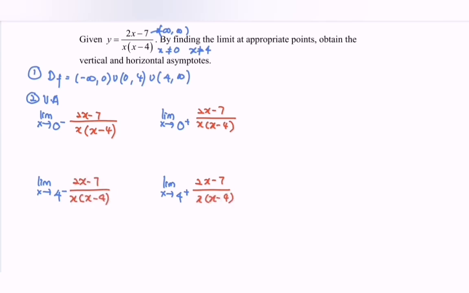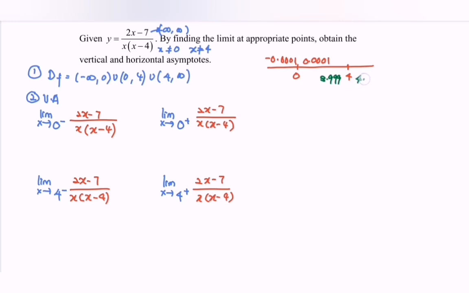So kindly refer to the real number line, we have the 0 and also the 4. For the left hand side, we have negative 0.0001. Then we have 0.0001. Continue, we have 3.999 for the left, 4.0001. So kindly substitute the situation. If we substitute the negative 0.0001, so here we will have the negative. So here we also have the negative, and here we also have the negative. So the value of y will be approaching negative infinity.